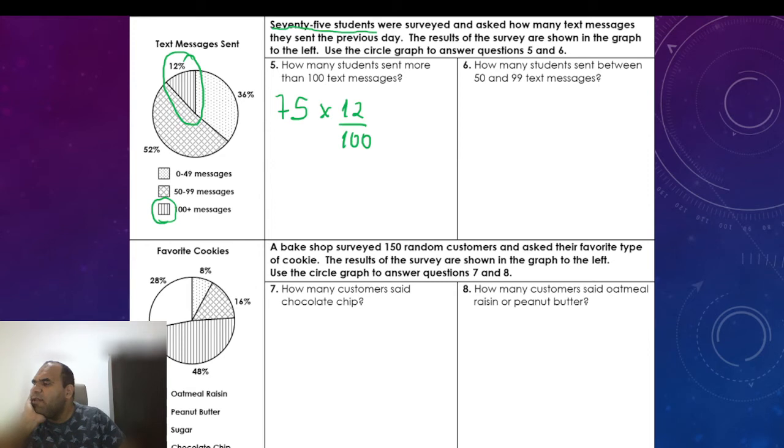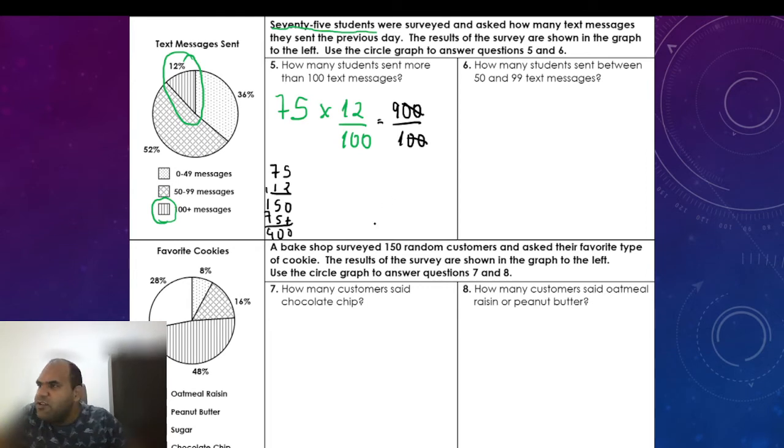Remember, 75 times 12. 2 times 5 is 10, carry 1. 2 times 7 is 14, plus 1 is 15. Right now I go to the tens. Let me erase the carries so we don't get confused. 1 times 5 is 5, 1 times 7 is 7, which is 0, 5 plus 5 is 10, carry 1, 1 plus 2... 1 plus 1 is 2, 2 plus 7 is 9. 900. The result is 900 over 100, and goodbye zeros, the quantity of students is 9 students. Easy, easy, yes guys, easy.